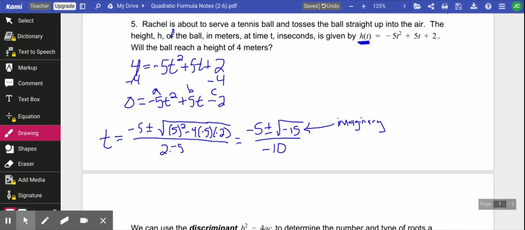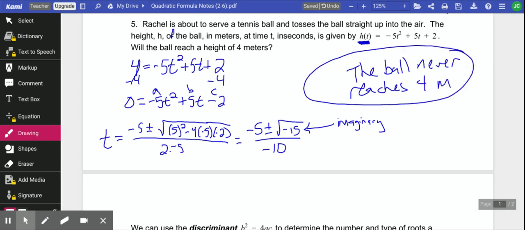So what we're going to say is, since the solutions are imaginary, that means the ball never reaches that height. Okay, it's just not going to happen because these solutions are imaginary. Now, this part underneath the square root has a special name and it tells us a lot of really interesting things about the solution. So that's what we'll investigate in the next video.